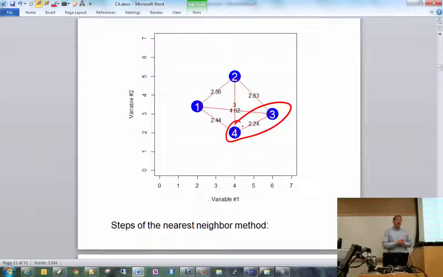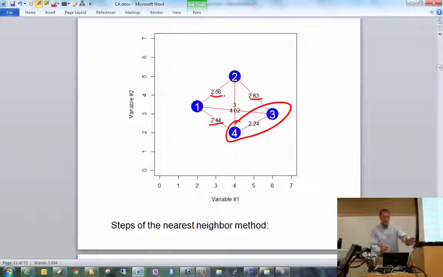Now, in order to define the distance between, let's say, observation 1 and this cluster, I look at the minimum distance. So what would be the minimum distance? The 2.44. Okay. What's the distance between observation 2 and the cluster that has 3 and 4? 2.83. So where I've drawn the lines under, those correspond to the distances I'm looking at. So based upon that, let's say step 2 of my nearest neighbor method, which observations should I join together? Or which clusters, I should say?